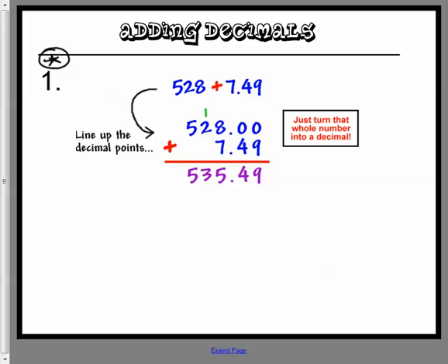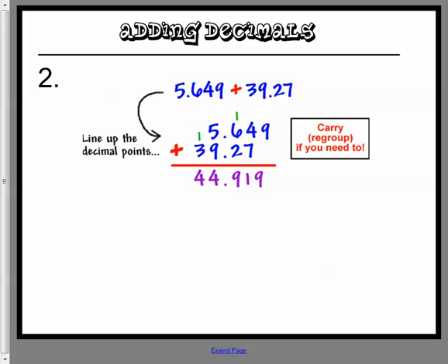Now we're going to try number 2. Okay, let's line these decimal points up. So my first step is to literally line it up. 5.649 and 39 and 27 hundredths. So my decimal point lines up here: ones, tens, tenths, hundredths, thousandths. Okay, don't forget to carry and regroup if you need to.